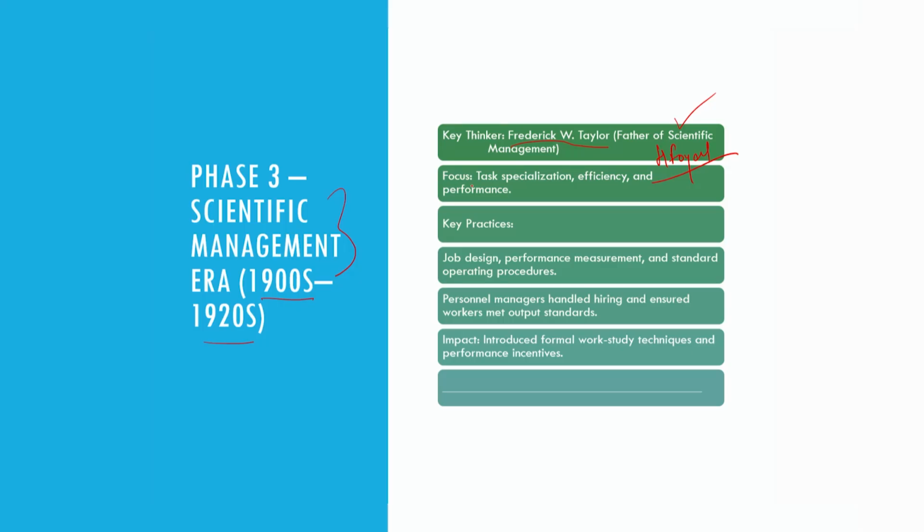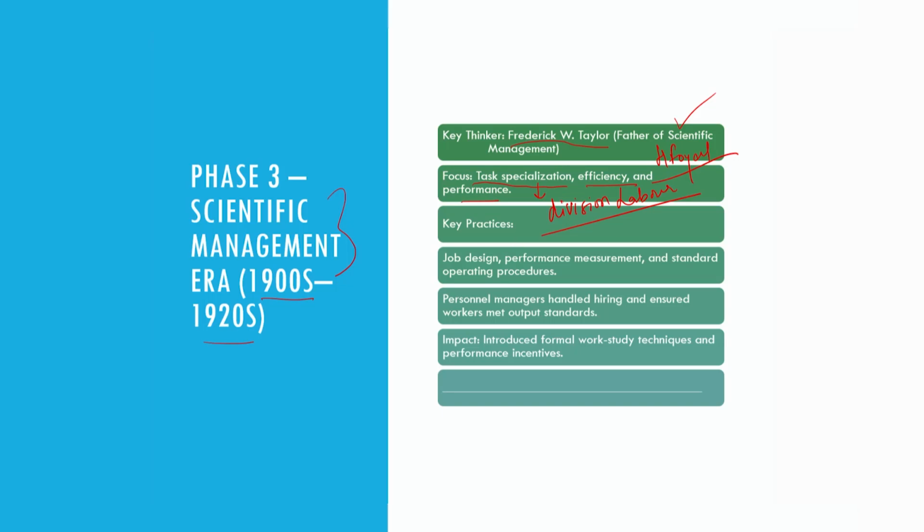They said to focus on task specialization, efficiency and performance. Task specialization means focus on division of labor. Do not give every work to everyone. Divide the work amongst them based on their skill and practices. Key practices include job design, performance measurement, and standard operating procedures.